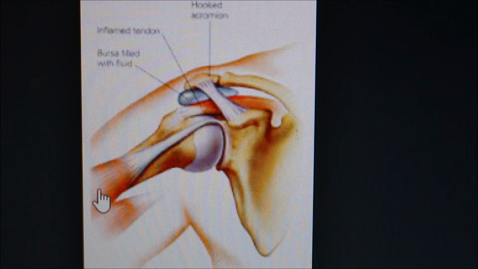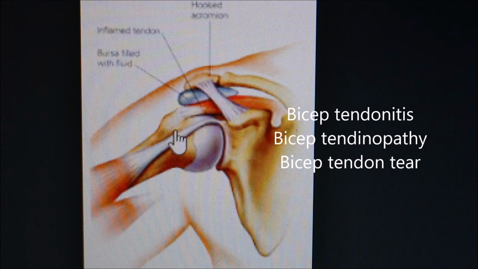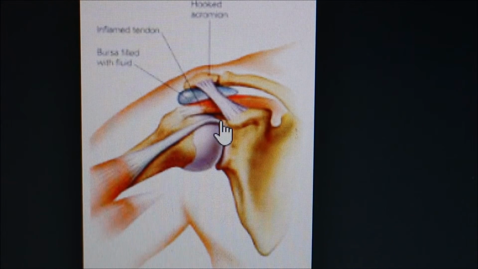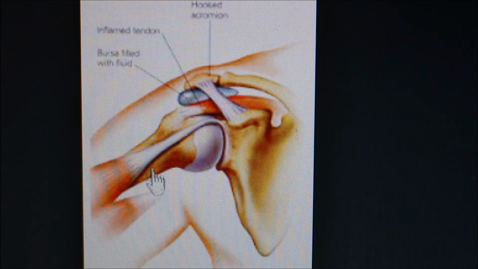The other structure that runs down here is your bicep tendon. If you repetitively pinch it, this tendon will get injured as well, and it will start tearing too. So it all means the same thing. It's basically that your shoulder is not moving in a nice alignment and it's pinching all the structures underneath.